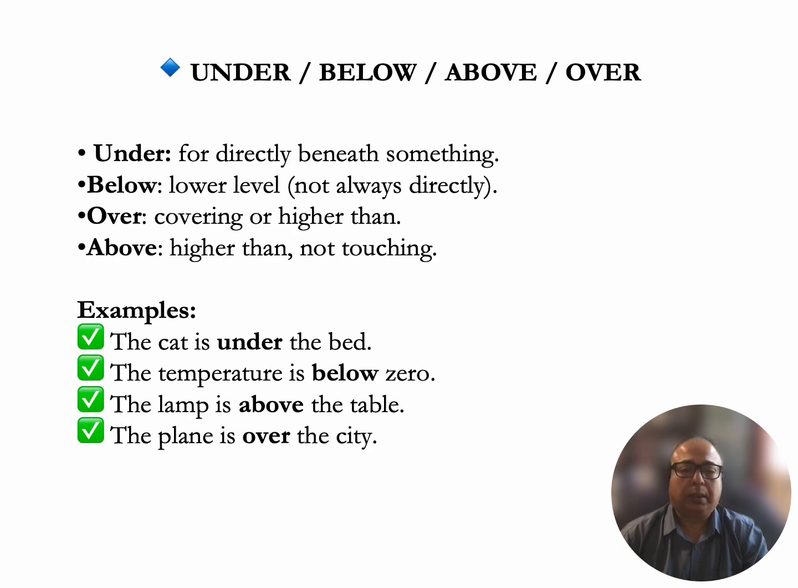Moving on. There are prepositions like under, below, above, and over. Okay, under describes something that is beneath, under the table, for example. Below is not always direct, but it's the lower level. Over means it's higher than something, like over my head. People sometimes say, oh, that went over my head, meaning it was too difficult. I did not understand. And above is higher than something, not touching.